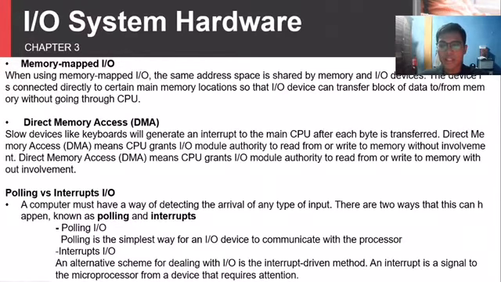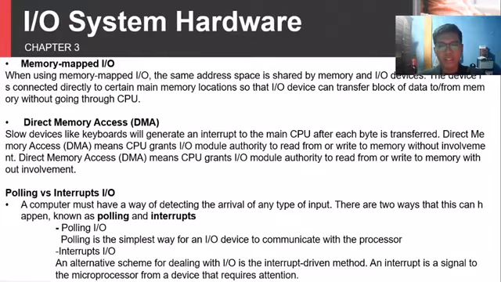Next, direct memory access, DMA. Slow devices like keyboards will generate an interrupt to the main CPU after each byte is transferred. Direct memory access, or DMA, means the CPU grants a module authority to read from or write to memory without its involvement.